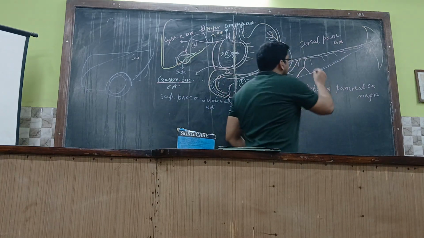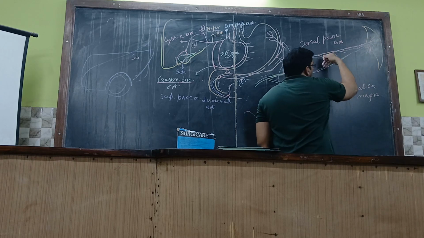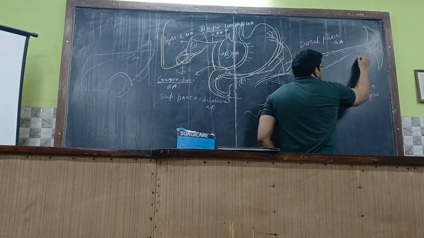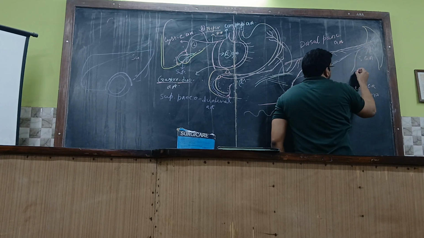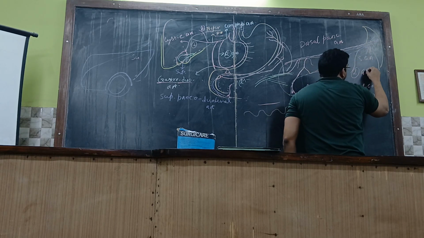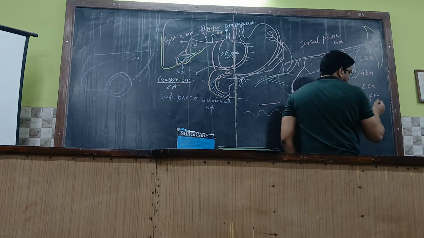Okay. So what are the branches of the splenic artery? One is the splenic branches, one is the pancreatic branches, one is the short gastric arteries, and one is the left gastroepiploic arteries. Okay.